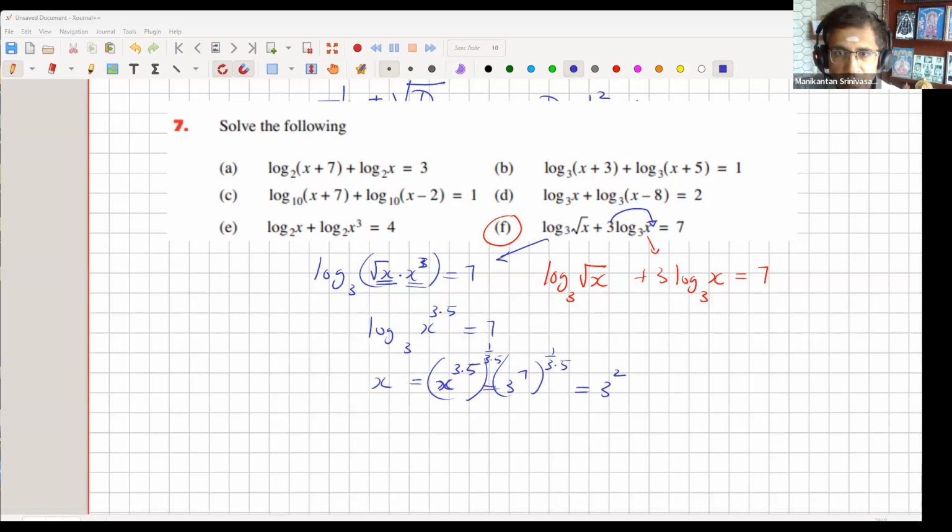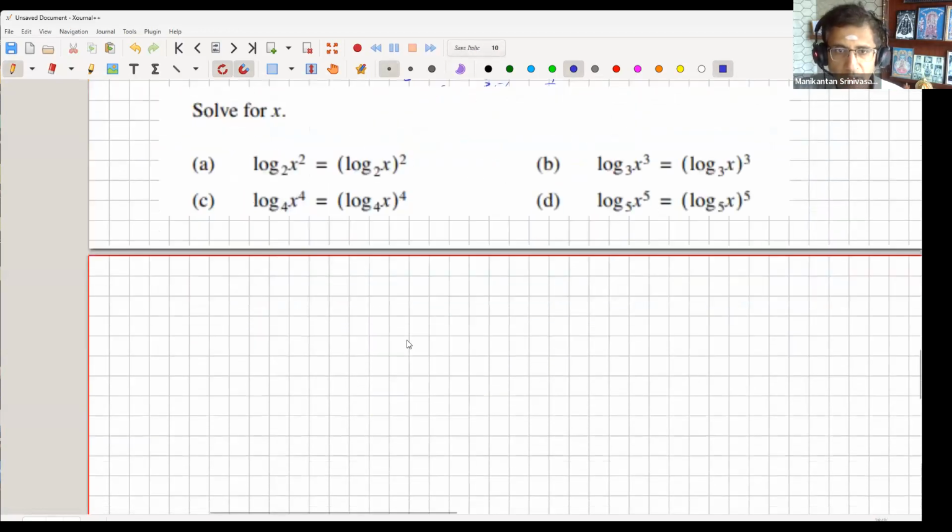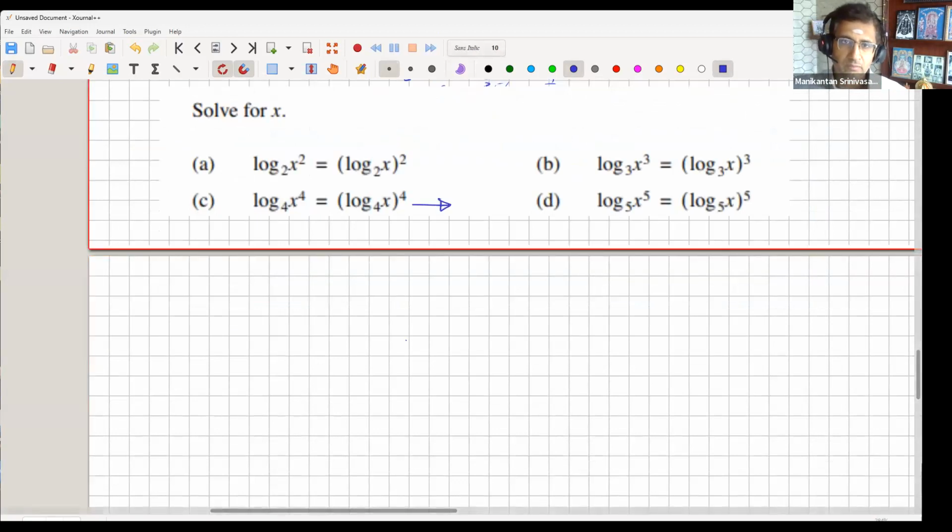Right, let's do. Can we do part C on this? So the left-hand side, if you don't put a bracket, should be interpreted as log of x power 4 to the base 4. And on the right-hand side, I'm explicitly putting a bracket, log x to the base 4 to the power 4.